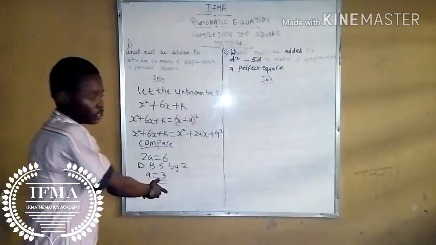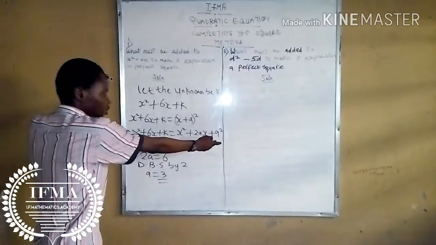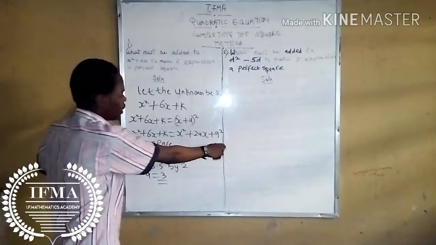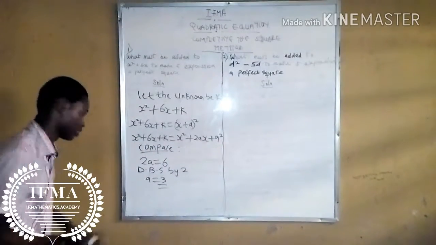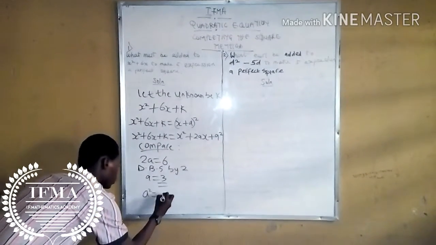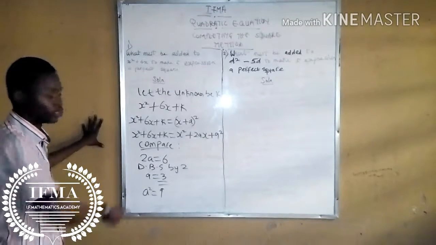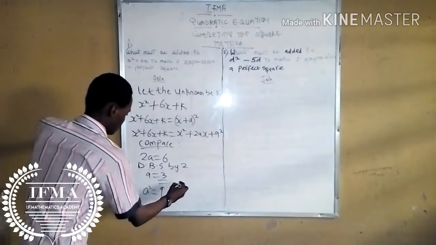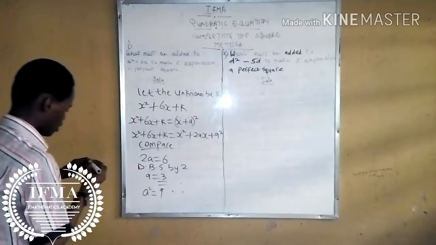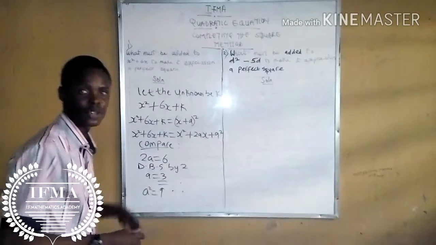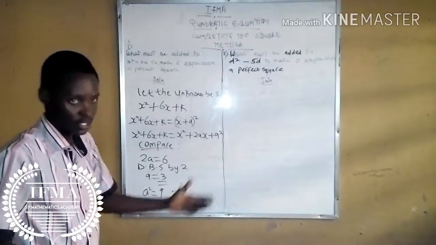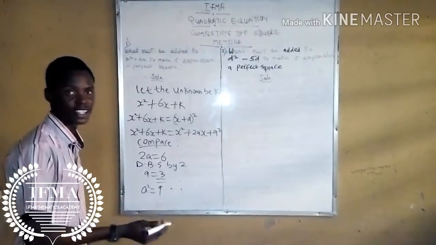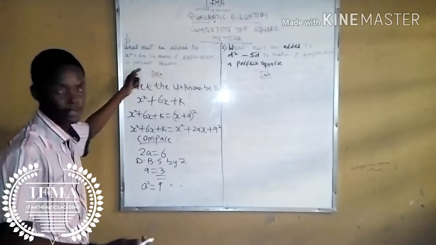Now once we've gotten our a, go back to the expanded version of the equation, and we see the constant term is a squared. So therefore, a squared is what? 9. Since this is a word problem question, we have to answer in words. So we say 9 is the number that must be added to the equation to make it a perfect square.